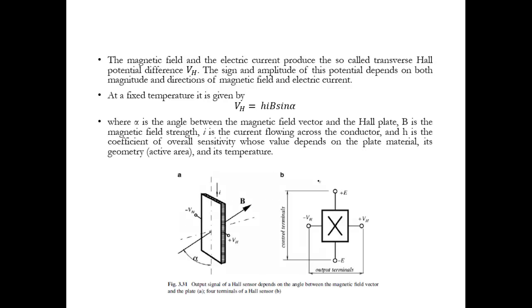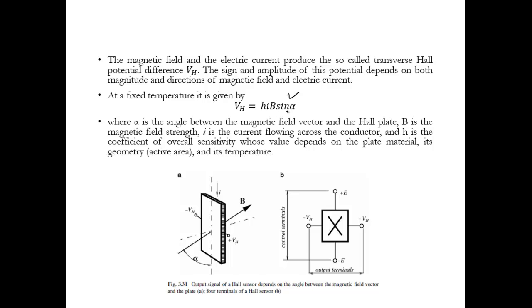And the sign and amplitude depend on both the magnetic field and the electric current applied on the conductor. So at a fixed temperature, the transverse voltage, or the Hall voltage, is given by H I B sine alpha, where alpha is the angle between the magnetic field vector and the Hall plate. All right. If you can see from this diagram, this is the Hall plate, and this is the magnetic field direction. If it's not perpendicular, it will have some inclination, so that alpha will come here. As it goes to 90 degrees, sine alpha goes to 1, so we have H I B maximum.